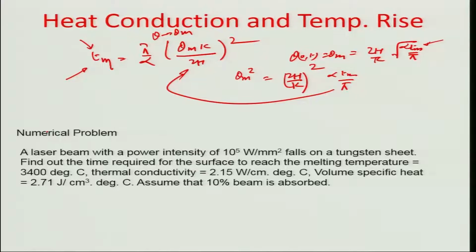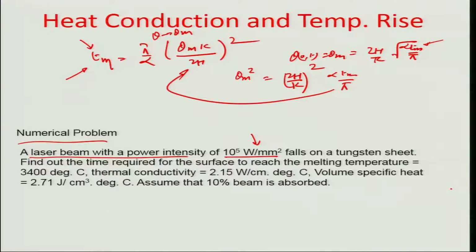So here we are more concerned with the time of machining, and what is important for a machinist to know for a laser beam to work on a surface. So let's have a numerical design problem here. We have a laser beam with a power intensity of about 10 to the power of 5 watt per millimeter square. It falls on a tungsten sheet.